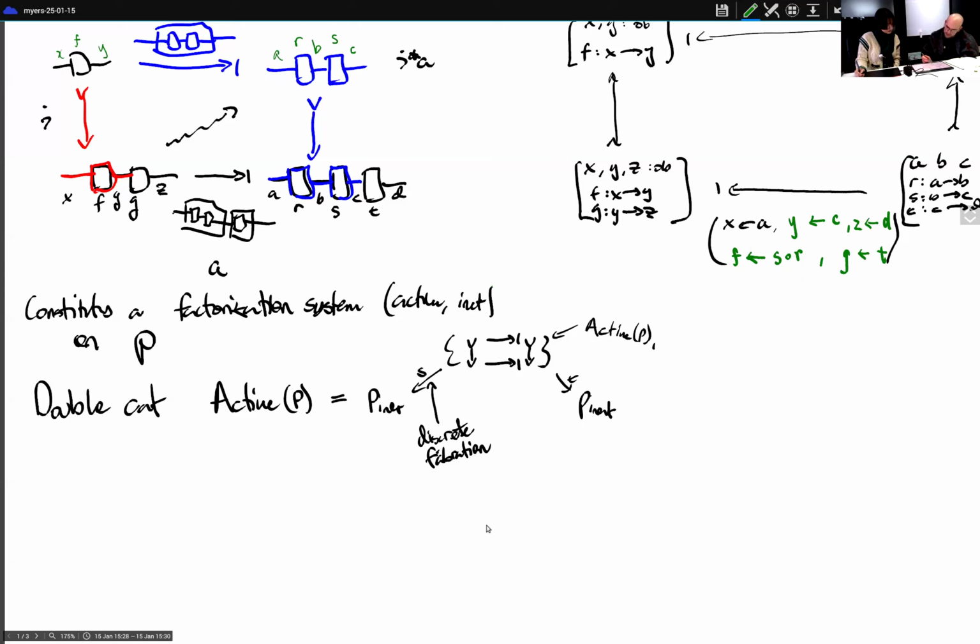The source map is a discrete fibration or a groupoidal fibration, depending on how strict you like your factorizations. So if it's a strict factorization system, then that will be an actual discrete fibration. A unique factorization system, I should say.